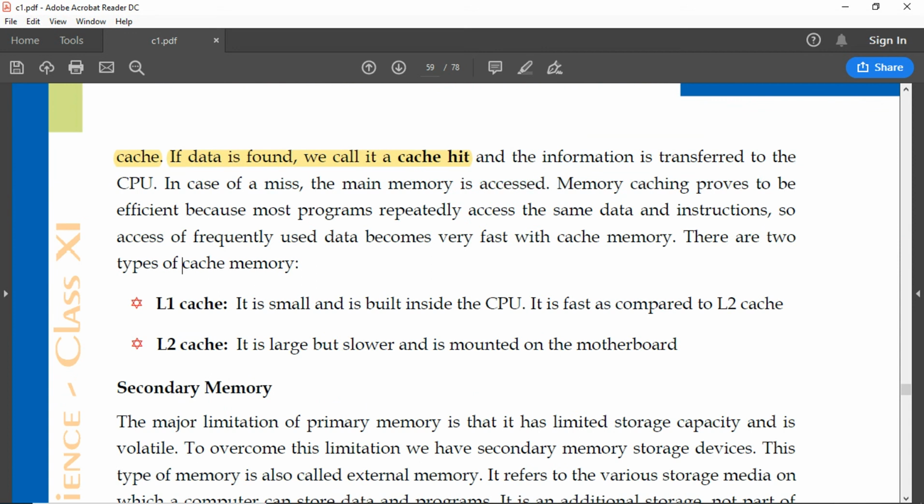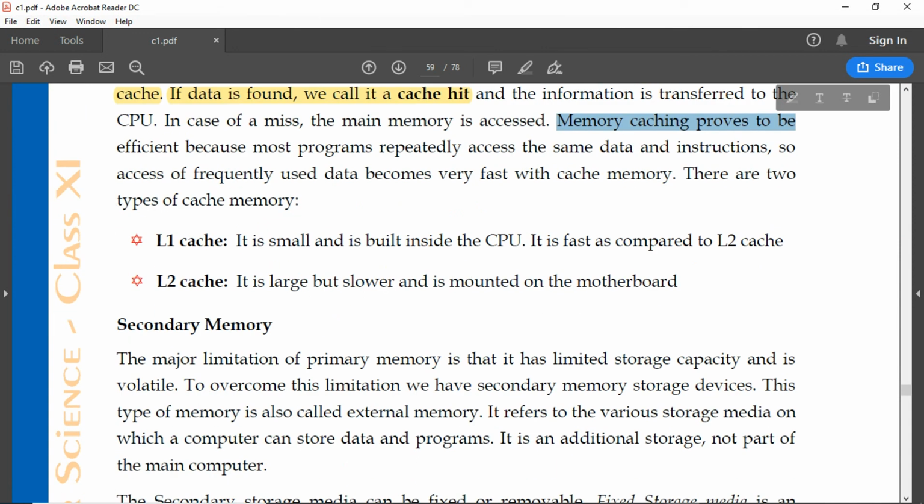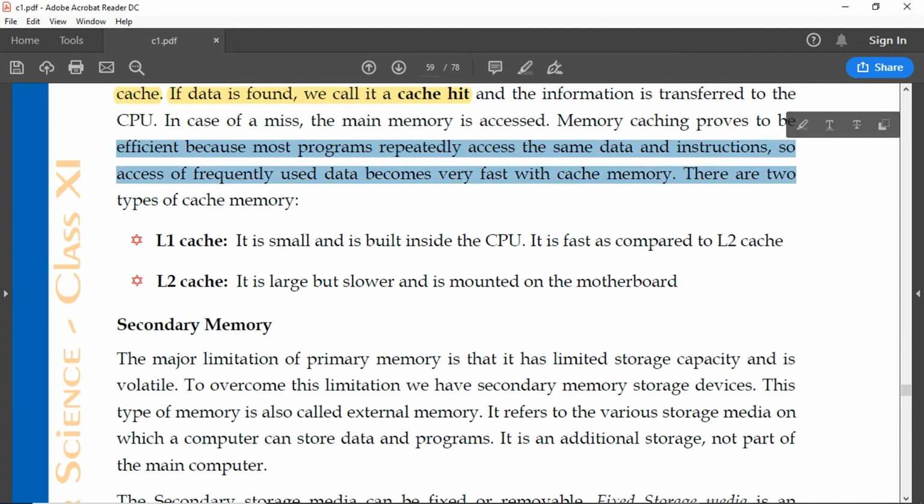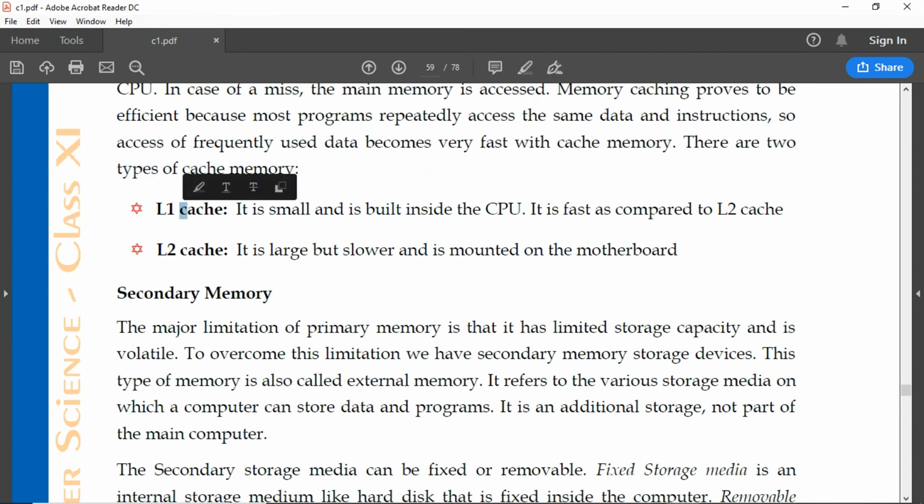In case of a miss, the main memory is accessed. Memory caching proves to be efficient because most programs repeatedly access the same data and instructions, so access of frequently used data becomes very fast with cache memory. There are two types of cache memory.